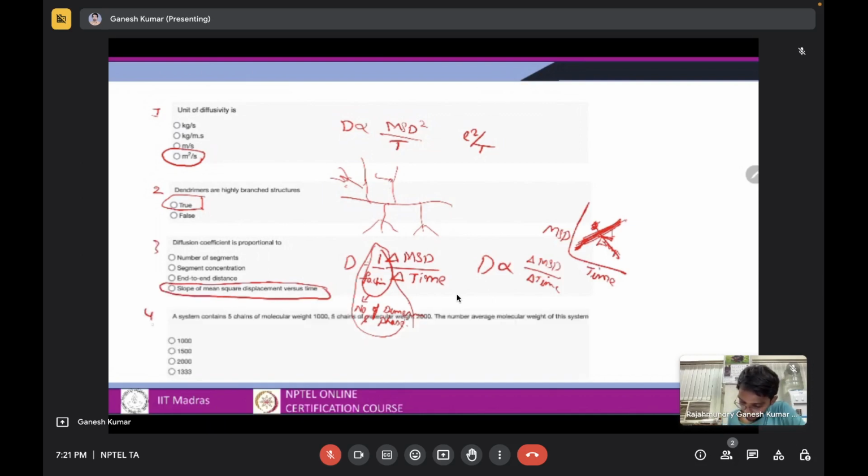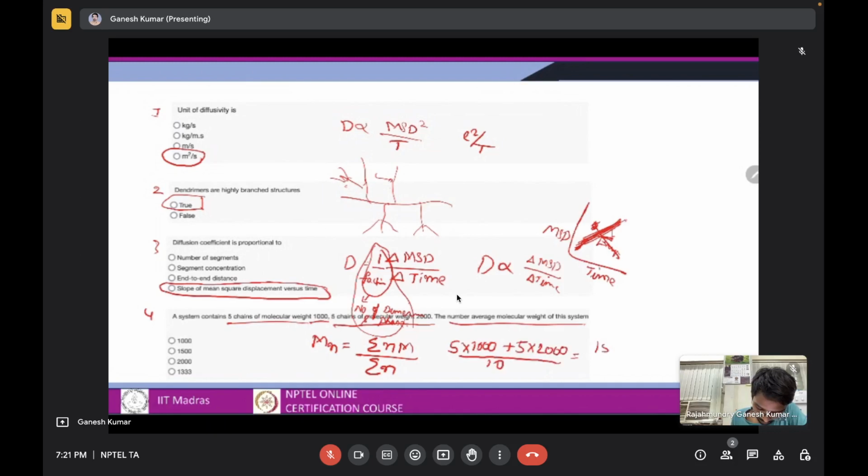So coming to the fourth one: the system contains 5 chains of molecular weight 1000 and 5 chains of molecular weight 2000. What would be the number average molecular weight? As you know, the number average molecular weight is the summation of number times molecular weight divided by the summation of n. So it is 5 into 1000 plus 5 into 2000, divided by 10. That comes to 15,000 divided by 10, which is around 1500. So the number average molecular weight is around 1500 for this system.